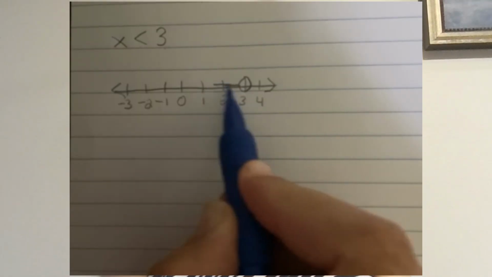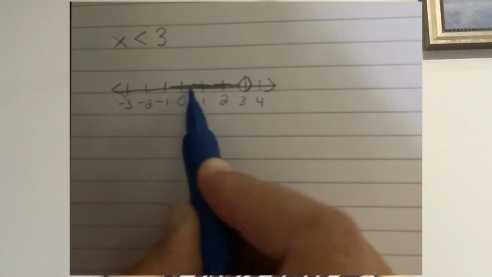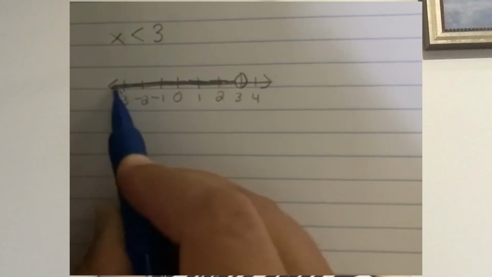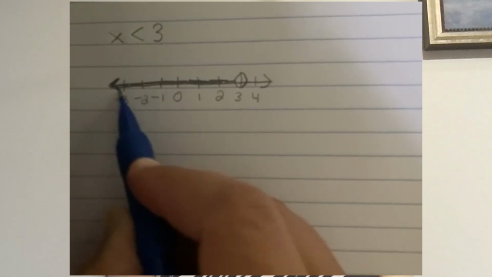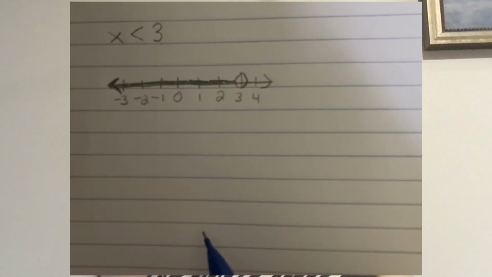And we're going to then draw a line with an arrow in the left direction, moving in the negative direction. And that's going to be our solution. We're showing that any number that comes before 3 is going to be a solution. But again, 3 is not a solution. So let's go through an example where our number in our inequality is a solution.